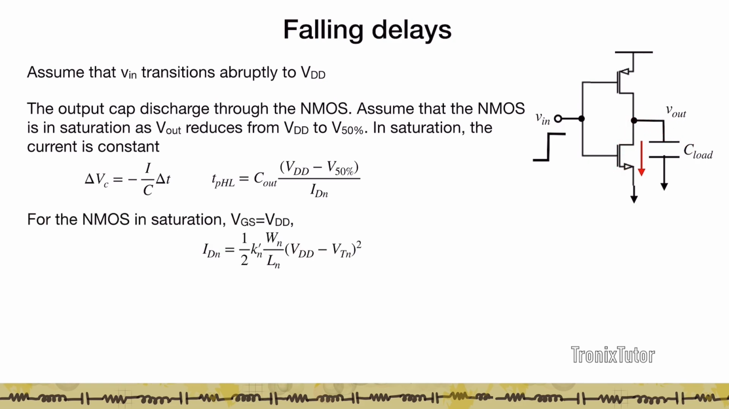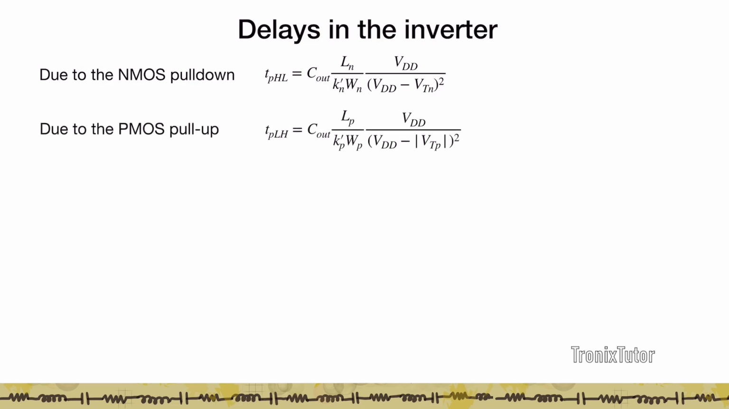So for the NMOS in saturation, let's plug in the numbers. IDN is half Kn prime Wn by Ln times (VDD minus Vtn) the whole squared, which gives us tPHL, the propagation delay for the falling transition of the output, as C out Ln divided by Kn Wn, times VDD by (VDD minus Vtn) the whole squared. So here is what you expect: the falling delay will reduce if I increase the width of the NMOS, right? Assuming that C out is independent of W. Similarly, if I use the same argument to find the rising delay at the output, the rising delay of the output comes from the PMOS.